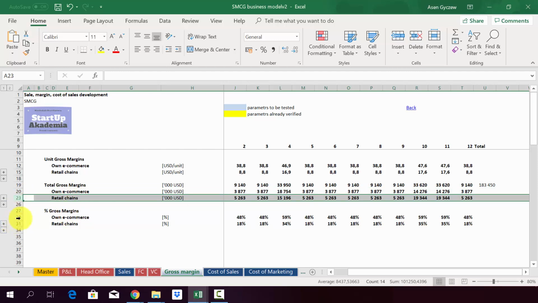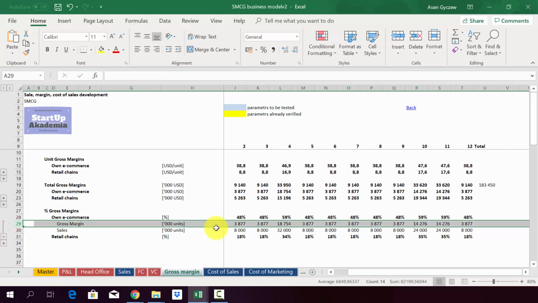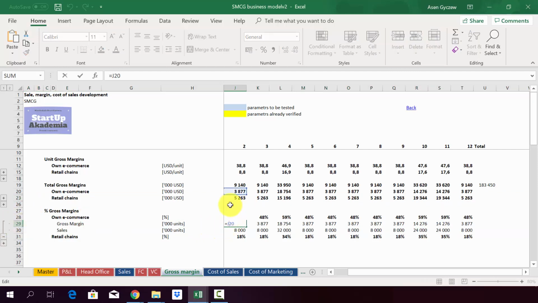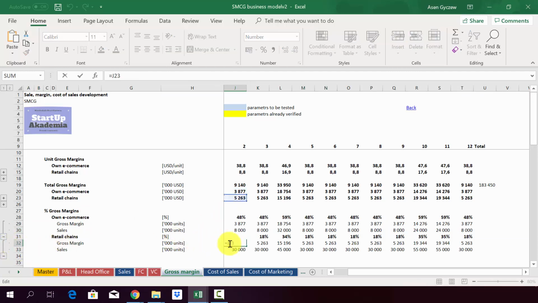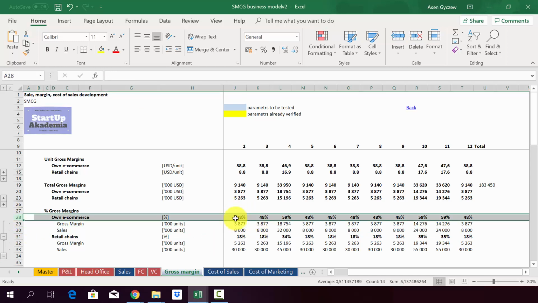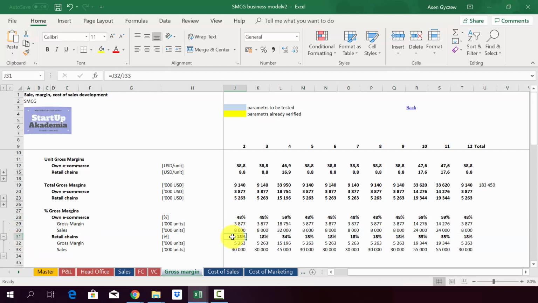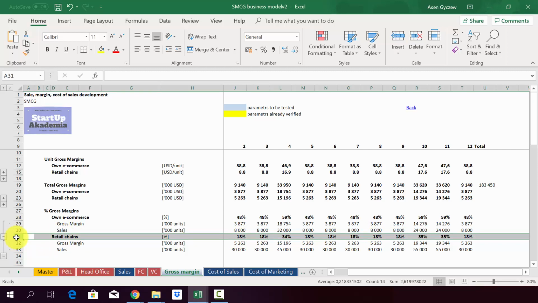And now finally, we calculate the percentage gross margin. So this is simply the division of the gross margin we have just calculated in row 20 for the own e-commerce and in row 23 for the retail chains. And we divide it by the sales over channels that we've got from the sales sheet. So in the case of the own e-commerce, we've got 48% in January, and in retail chains, it will be 18% in January. Obviously, it varies across the period because we have a difference in the total unit production costs.